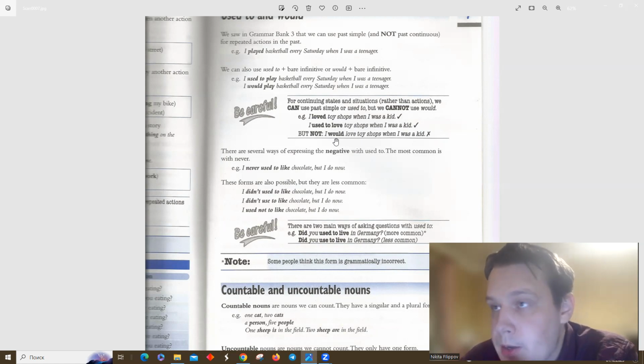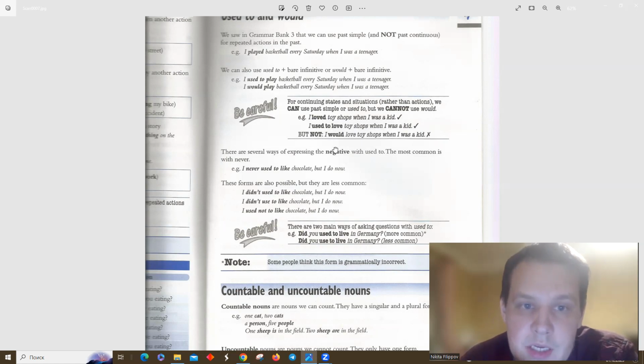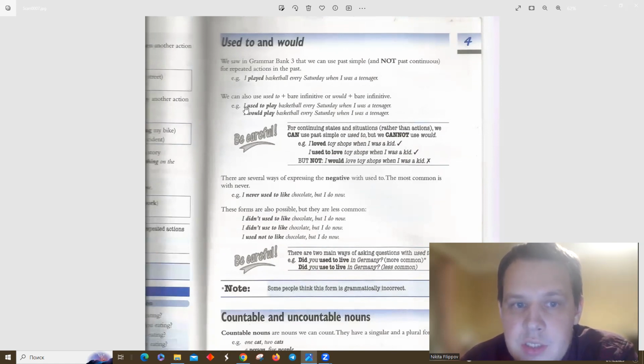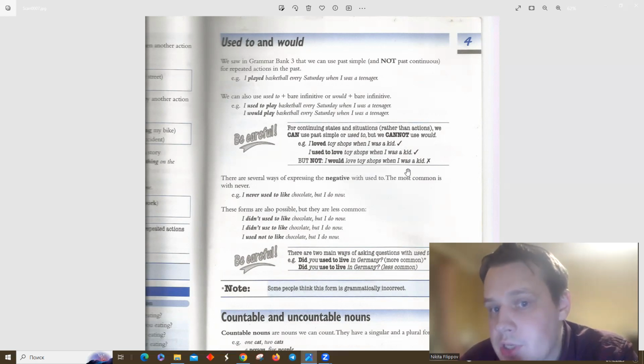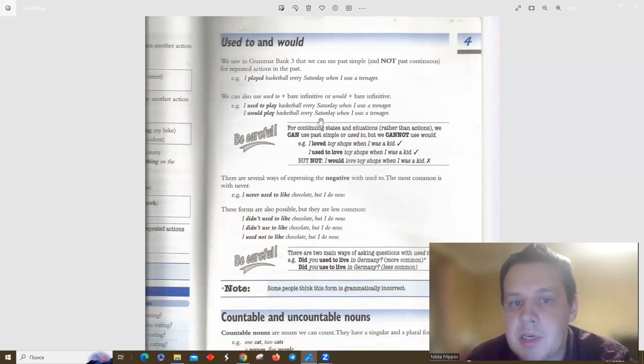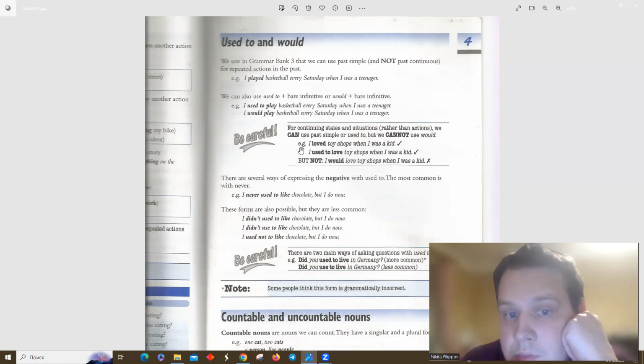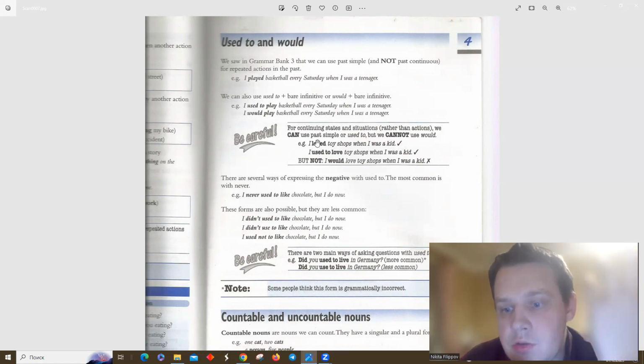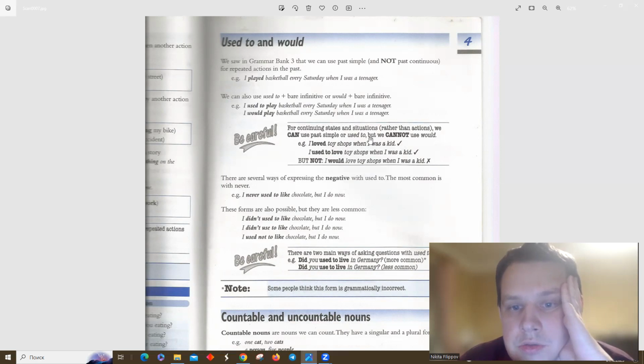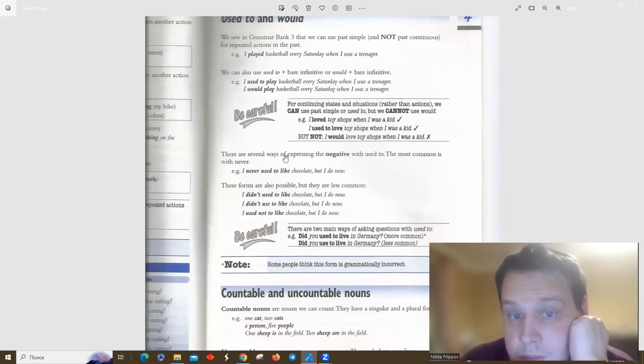For example, I would play basketball every Saturday when I was a teenager, or I used to play basketball every Saturday when I was a teenager. Or I used to run 3 kilometers every Saturday when I was a teenager, or I would run 3 kilometers every Saturday when I was a teenager. No matter, it's a dynamic verb, and here we can use both. But for stative verbs like "to love," we can only use "used to." So that's the difference.